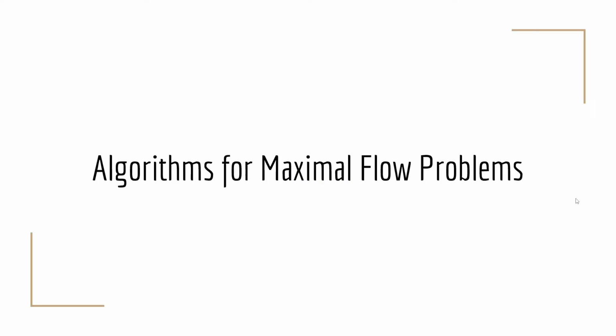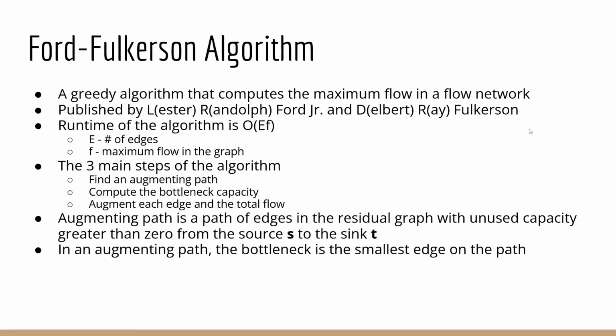Next, I'll be talking about algorithms for maximal flow problems. The Ford-Fulkerson algorithm is a greedy algorithm that computes the maximum flow in a flow network. It was originally published by L.R. Ford Jr. and D.R. Fulkerson. The runtime of the algorithm is big O of E times F, where E is the number of edges and F is the maximum flow in the graph.